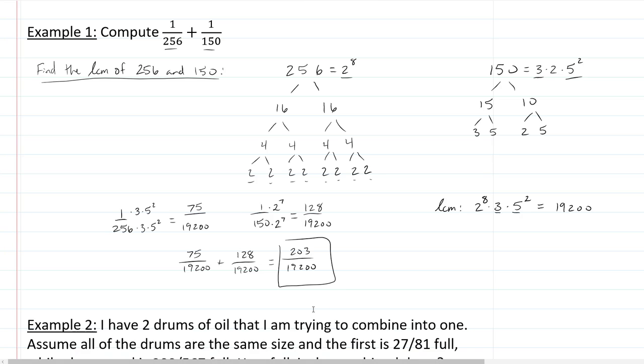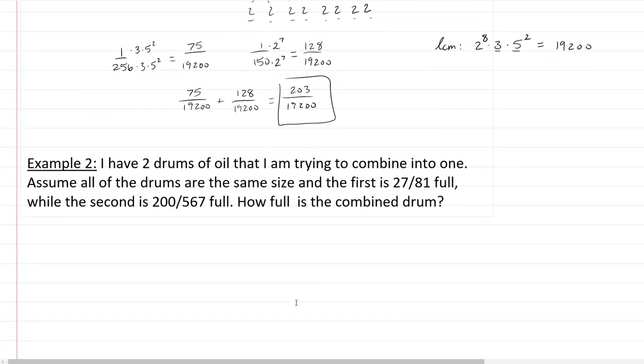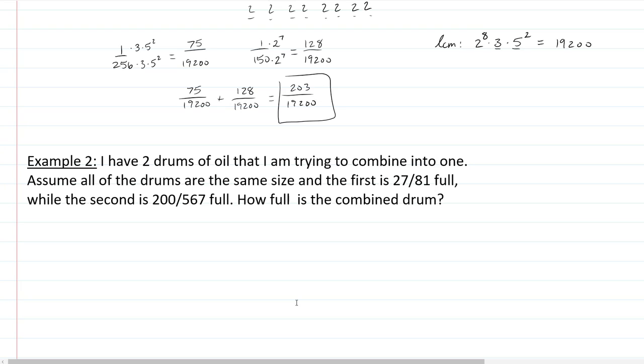So let's go through another example, maybe with some real-world applications. Say I have 2 drums of oil that I'm trying to combine into one. Assume that the drums are the same size, and the first is 27 over 81 full, and the second is 200 over 567 full. How full is the combined drum? So what our problem actually is 27 over 81 plus 200 over 567.